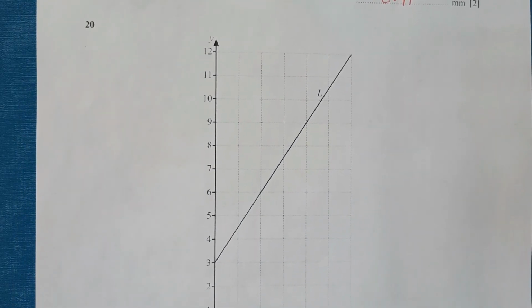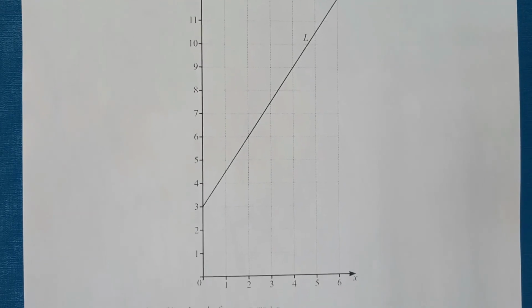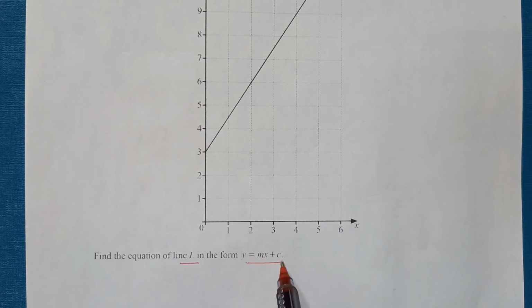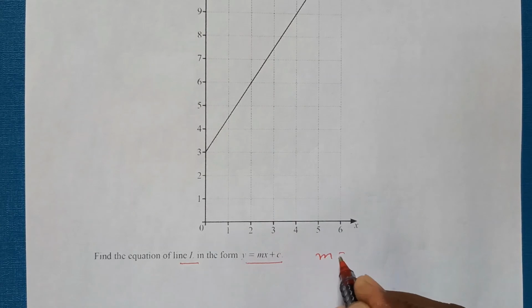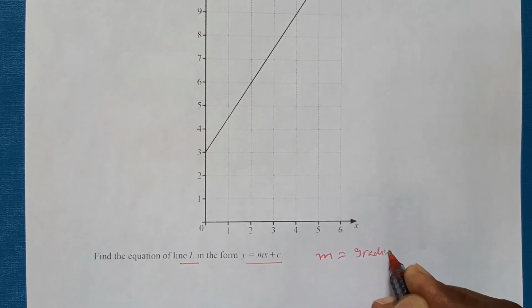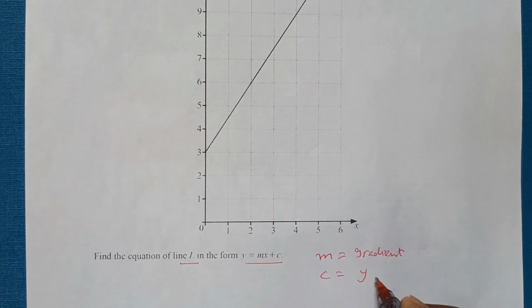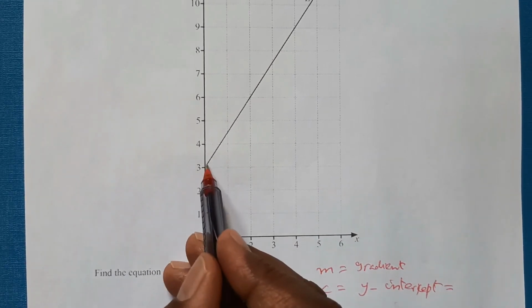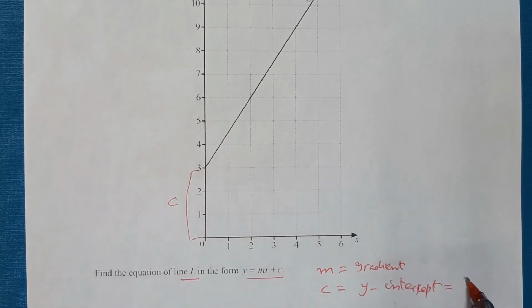Question 20. You can see this graph here. We are given this line here. The question is to find the equation of line L in the form y equals mx plus c. Now you know that m is the slope, or the gradient, whatever you call it, and c is the y-intercept. So we need the value of c and m. c is the y-intercept. Here you can see this is c. c is 3. Now we need to know the value of m, the gradient.